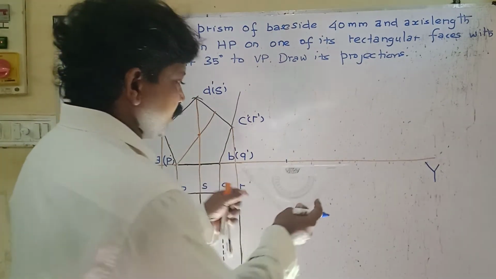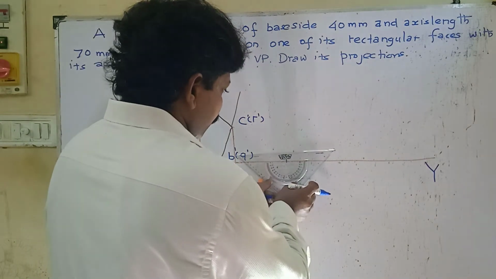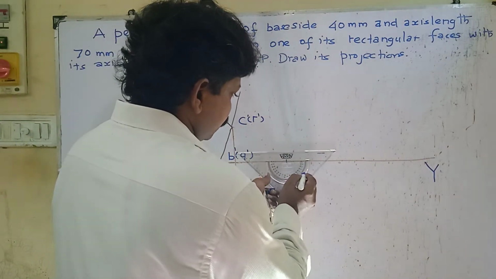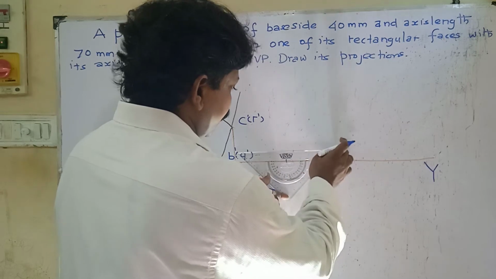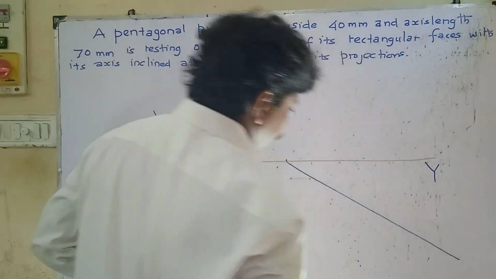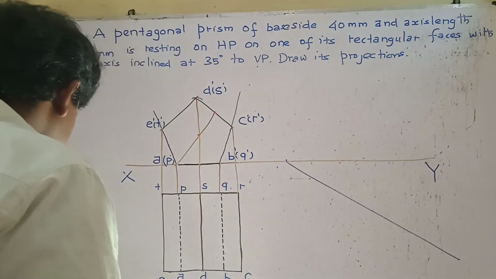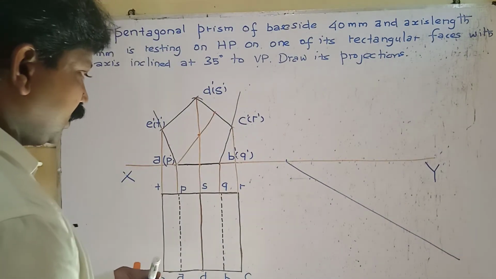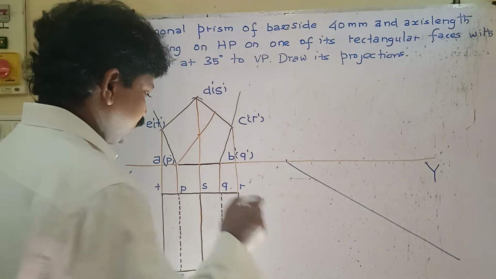Take 35 degree inclination. Draw the inclined line, the 35 degree inclined line. After that, leave some distance and draw the base, this base.